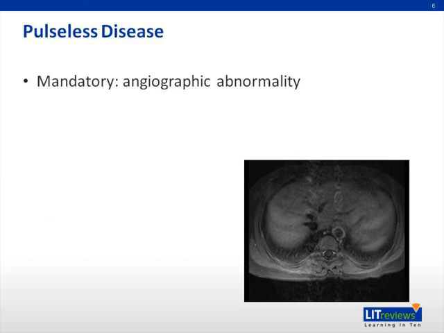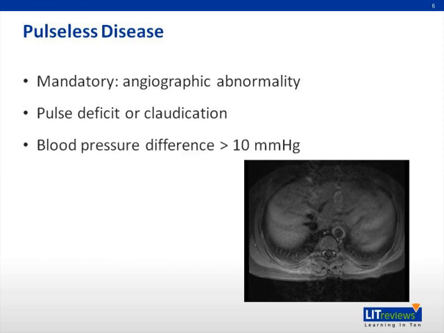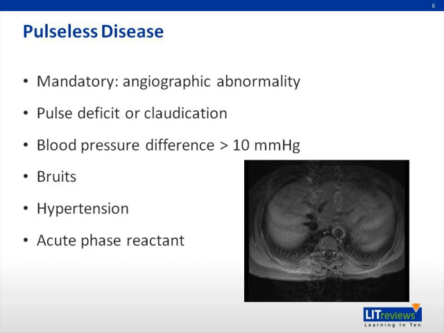in addition to one or more of the following: decreased peripheral artery pulses and/or claudication of the extremities, a blood pressure discrepancy between the arms or legs of greater than 10 millimeters of mercury, bruits over the aorta and/or its major branches, hypertension, as defined by childhood normative data, and elevated acute phase reactants.